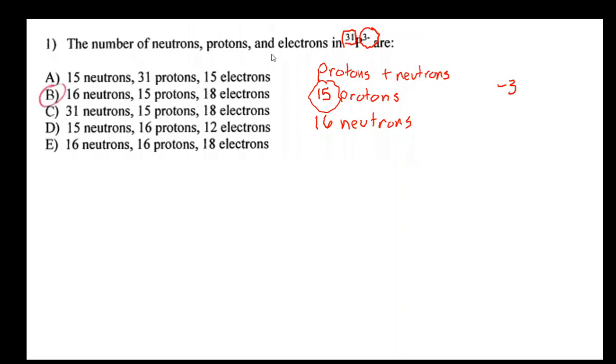So since it normally has 15 protons, that would normally mean in its ground state it would also have 15 electrons. But since it's in a 3- state, that means it has 3 more than normal. So it has 15 plus 3, so then that would mean it has 18 electrons. So in this case, 15 protons, 16 neutrons, 18 electrons. That would mean our answer would be B.